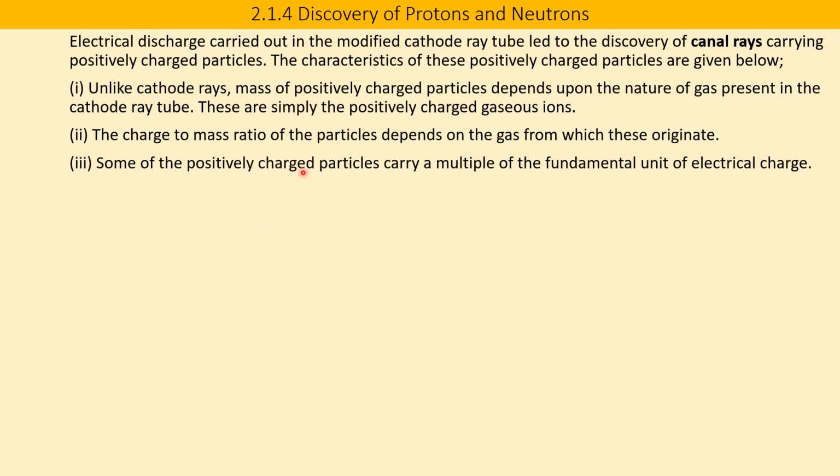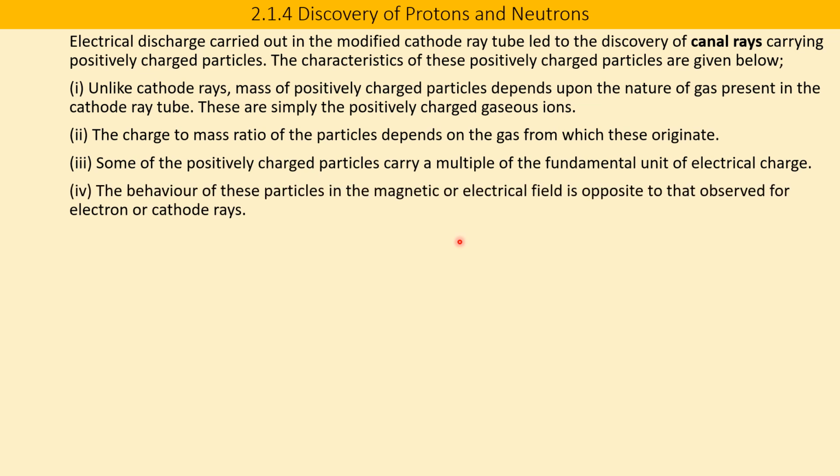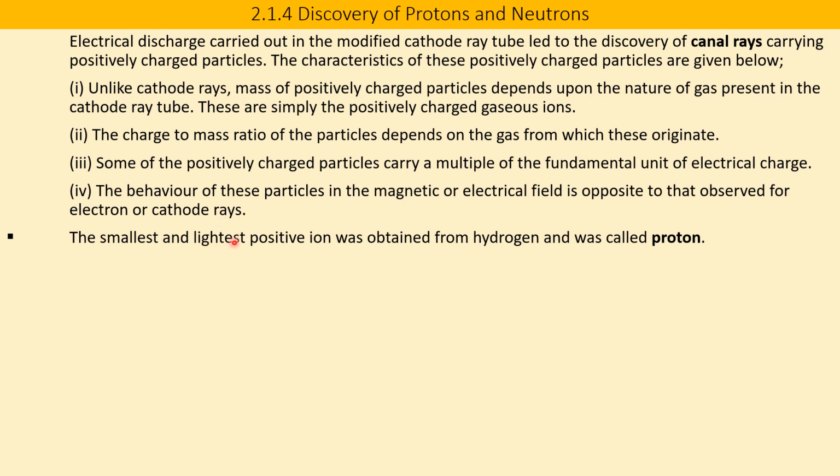Some of the positively charged particles carry a multiple of the fundamental unit of electrical charge. The behavior of these particles in a magnetic or electric field is exactly opposite to that observed for electrons or cathode rays. The smallest and lightest positive ion was obtained from hydrogen, and this positive ion was called the proton.